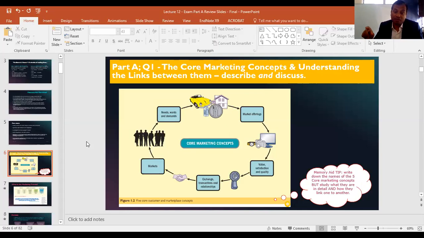So there is a kind of suggestion here. You could see the memory aid tip is to write down the names of the five core marketing concepts, but study what they are in detail and how they link to each other. If you make notes on the linking in a logical manner, I think that will give you the advantage. So be careful, only two pages back to back. You need to be careful with the content you want to have during your exam. So the linking is important here, you should keep that in mind.